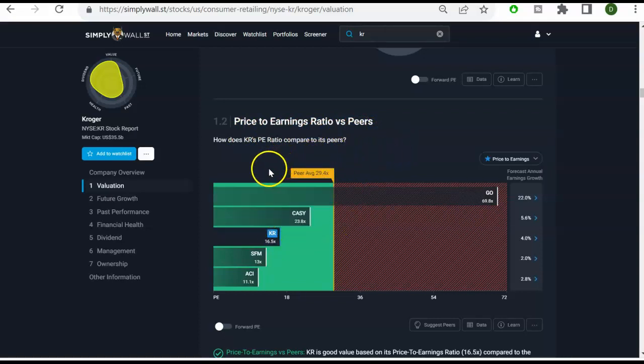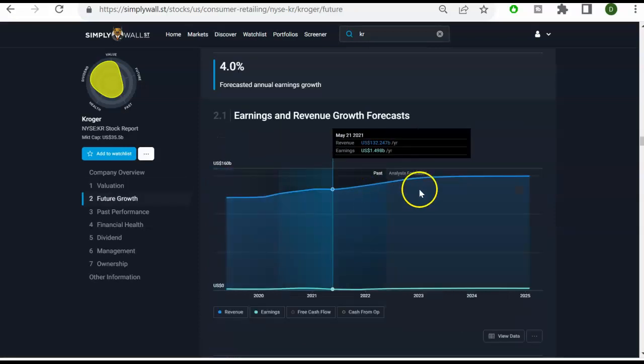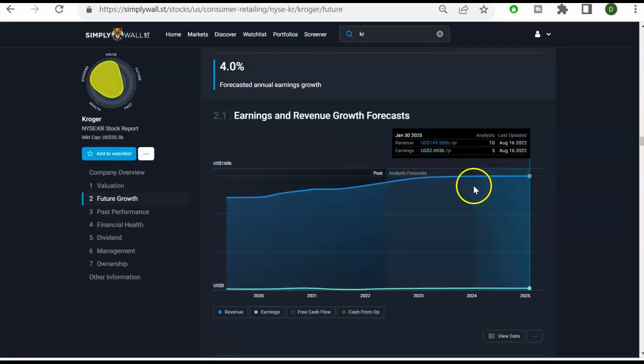It's not an overly expensive stock compared to its peers. My wife likes Kroger. And this is the future growth line. That's pretty flat. We don't like to see that.